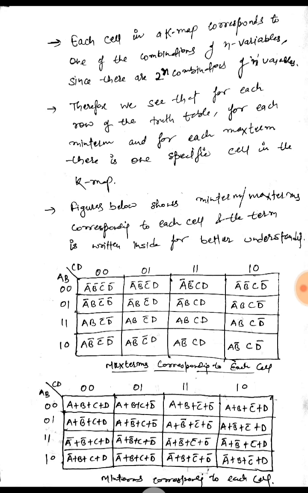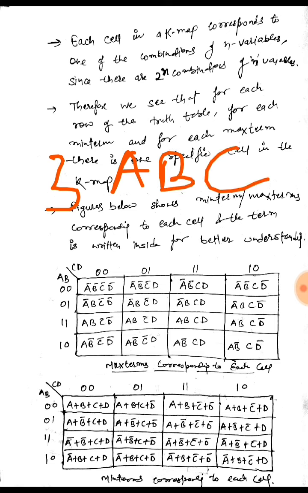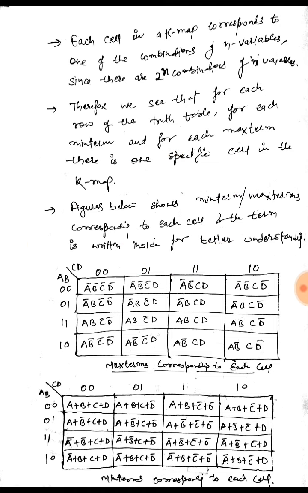So each cell in a K map corresponds to one of the combinations of n variables. If I have 3 variables, that is a, b, c, there would be 2 raised to power 3, that is 8 combinations possible. So for n variables there are 2 raised to power n combinations, and I would be having a cell for each combination of inputs. That is why we have 2 raised to power n cells.